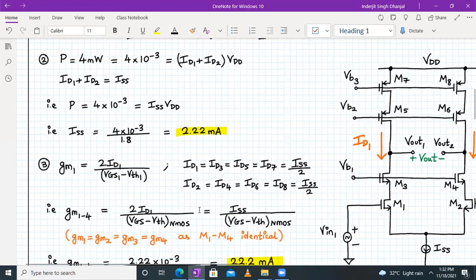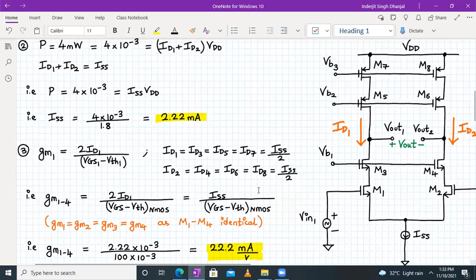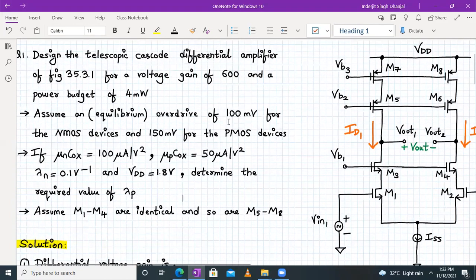Therefore, GM1 is given by the formula twice ID1 divided by VGS1 minus VTH1, right? Now, since they are identical, GM1, GM2, GM3, GM4 are also identical, correct? So GM1 to 4 will be twice ID1 divided by VGS minus VTH of NMOS, because all M1 to M4 are NMOS transistors, and twice ID means ISS. So GM1 to 4 will be ISS divided by VGS minus VTH of NMOS. And what is VGS minus VTH? It is the overdrive voltage. So what's the overdrive voltage given for the NMOS transistor? It is given as 100 millivolt.